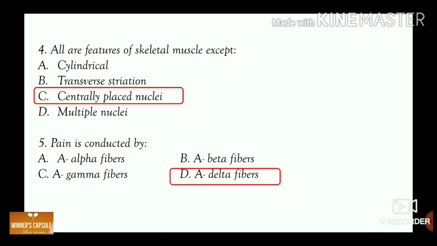Receptors for pain are the free nerve endings. Fast pain sensation is carried out by A delta fibers, whereas slow pain is carried out by C fibers. Myelination and relative thickness of the A delta fibers conduct the impulses at a faster rate than the C fibers. So pain is conducted mainly by A delta fibers.